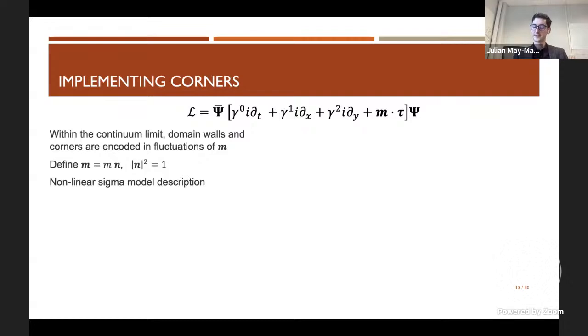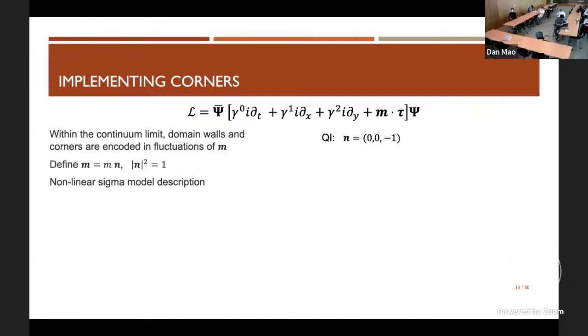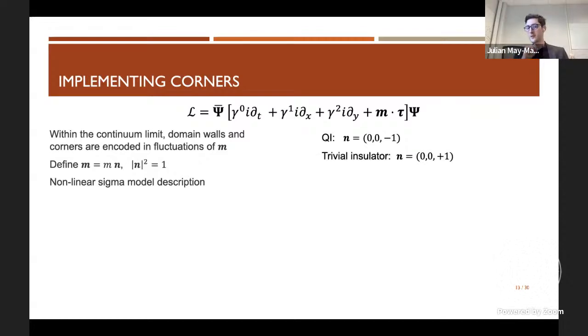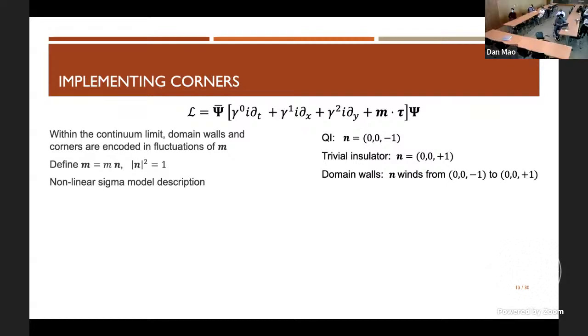description of this physics. In this language, the quadrupole insulator is going to correspond to values where n is equal to (0, 0, -1). The trivial insulator will correspond to n equals (0, 0, +1). And at domain walls, this vector n is going to wind from -1 to +1 through some other point on the unit sphere. Importantly, we know that this mass vector m has to be non-vanishing at the domain wall because the domain walls of the quadrupole insulator are gapped.